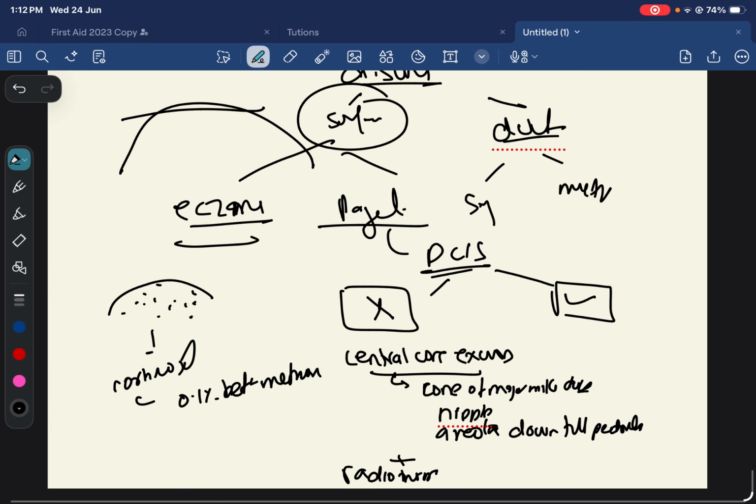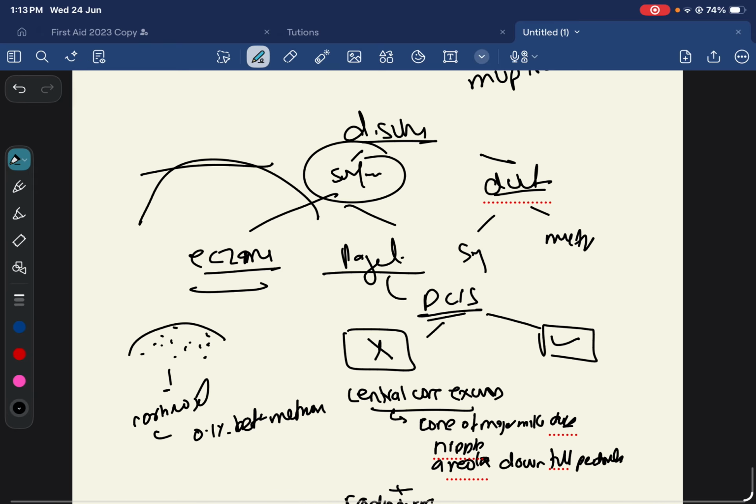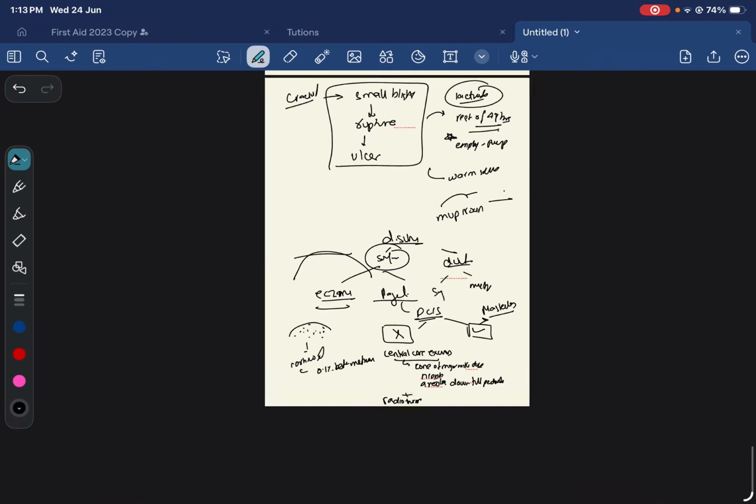So if malignancy is not present, you'll be going through central core excision, in which the cone of major milk duct is removed, the nipple is being removed, and the areola till pectoralis major, and then radiotherapy is done. But if malignancy is present, then simply mastectomy is being done, which we will discuss later on.